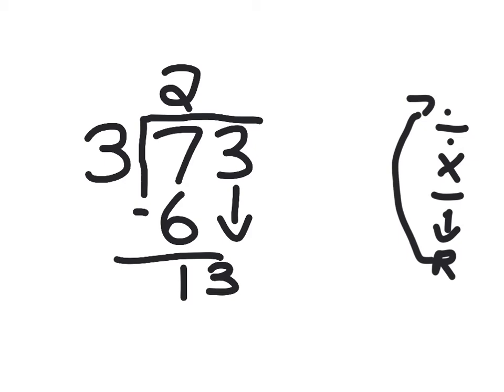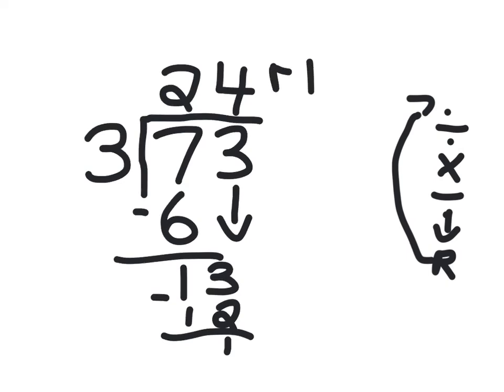So we're at repeat. We went back up to the top for division. 3 goes into 13 4 times. 4 times 3 is 12. That's our multiplication step. And then we subtract, and we're left with 1. 13 minus 12 is 1. So there's nothing else to bring down. We need to stop there. And our remainder is 1 again. So 73 divided by 3 is 24 with a remainder of 1.